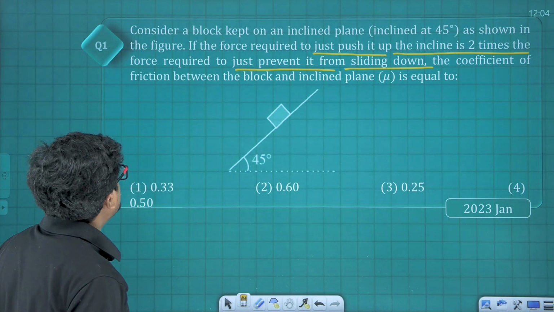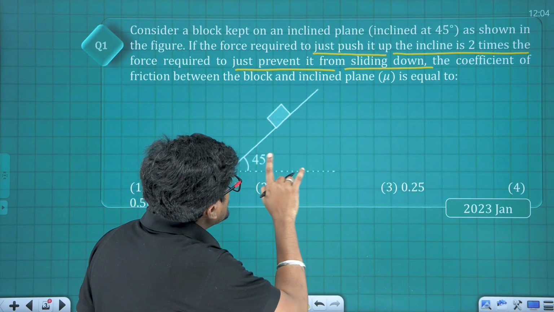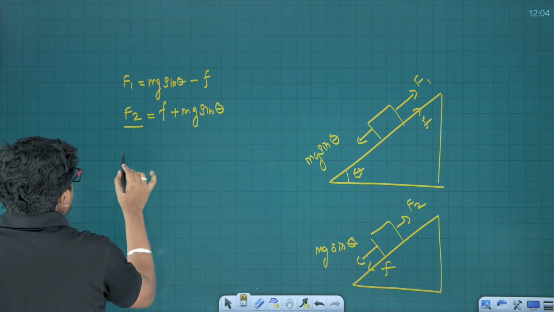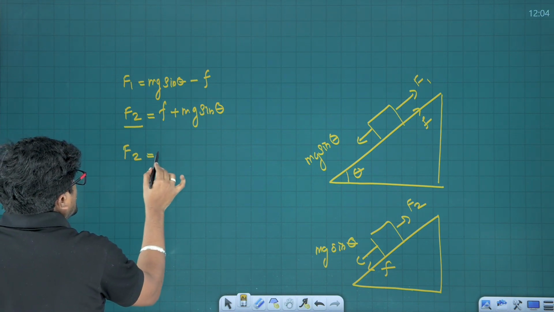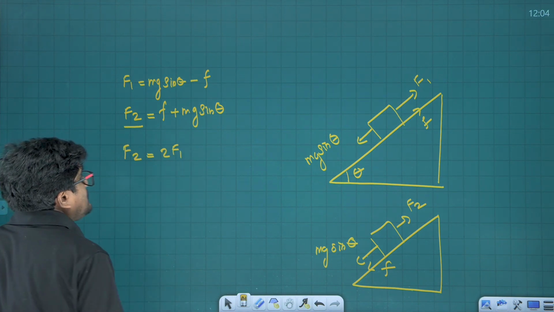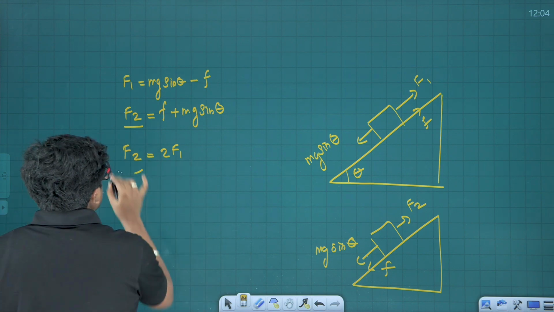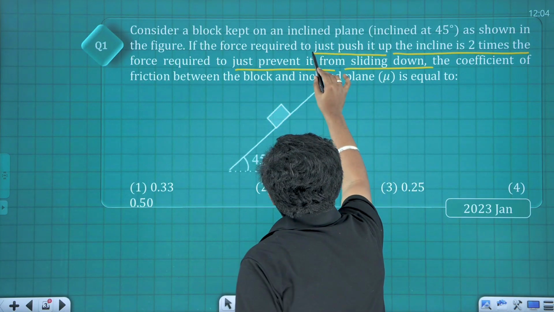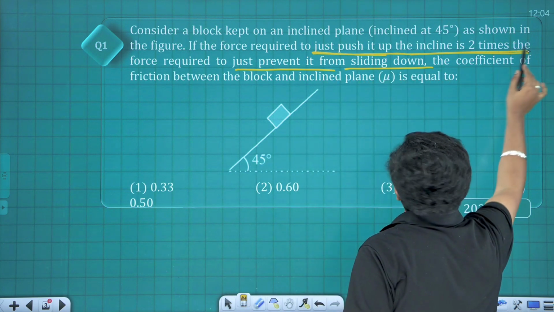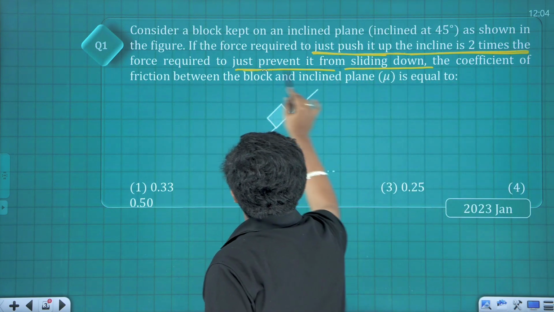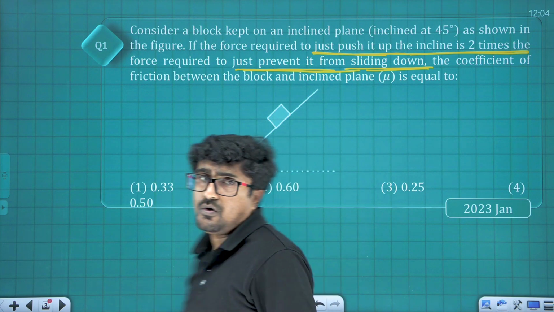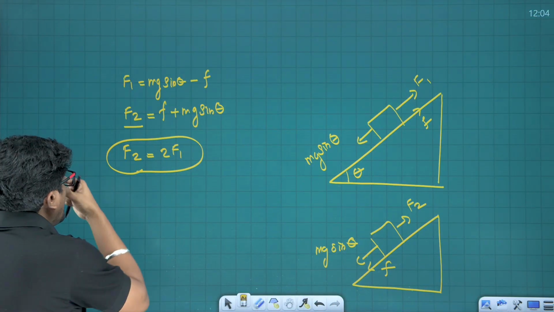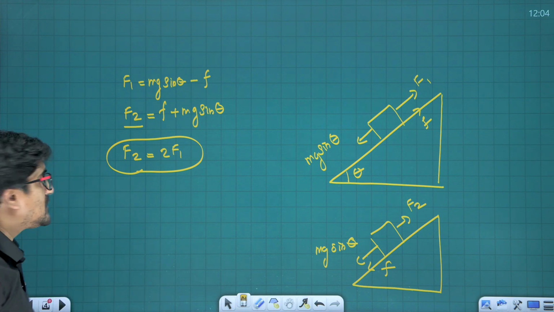Now as per the question, the force required to push it up the incline, that is F2, is equal to 2 times F1. This relation is already given as per the question. Cross check that: just to push it up the incline is 2 times the force required to just prevent it from sliding down. So F2 is 2 times F1. Now let's substitute the values here.